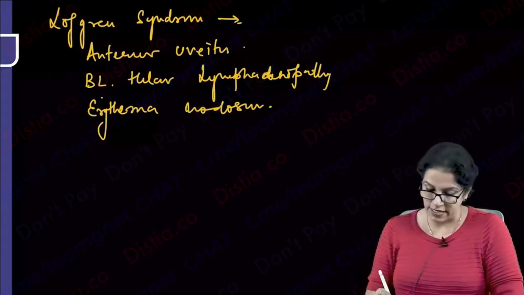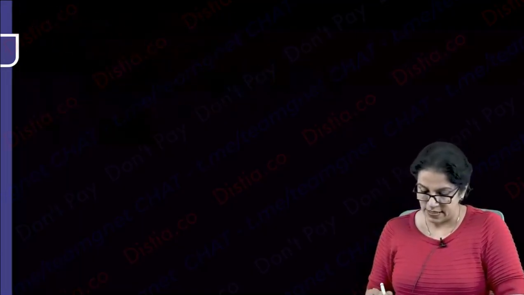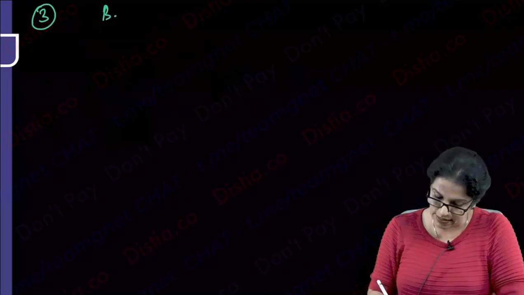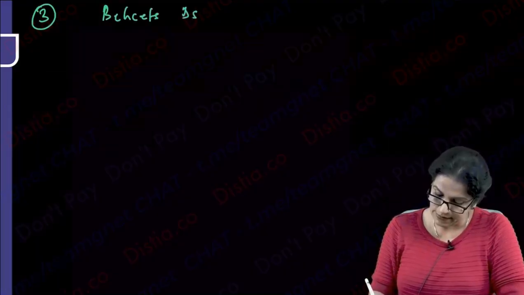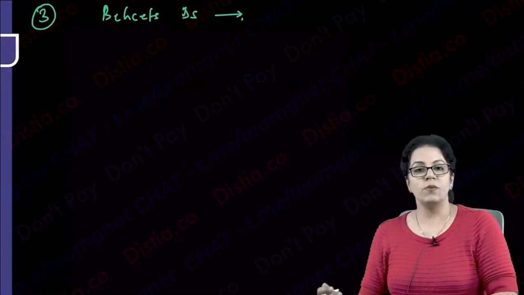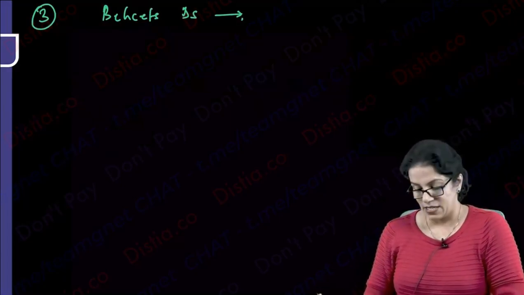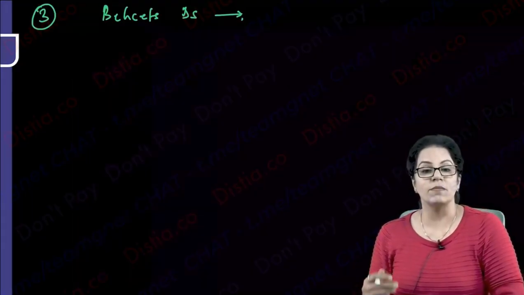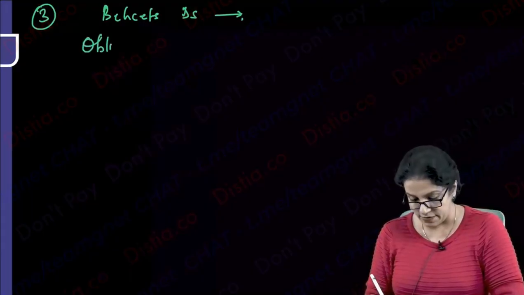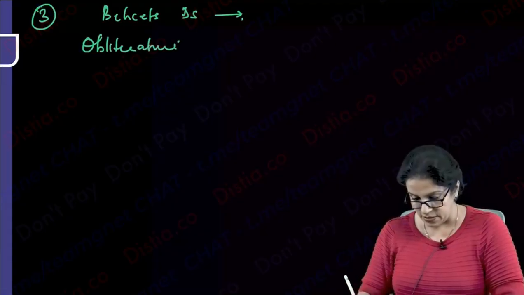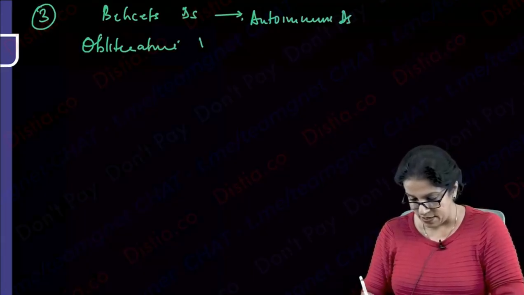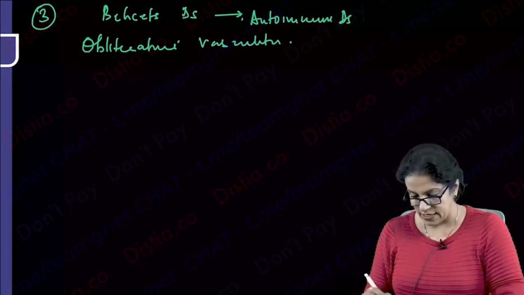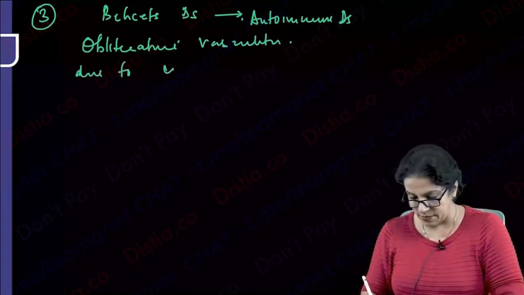Next association we will learn is Behçet's disease. Next heading, Behçet's disease. Do you all know what is Behçet's? Autoimmune disease. So it's actually an autoimmune vasculitis due to circulating immune complexes. Write down, it's an obliterative vasculitis due to circulating immune complexes.